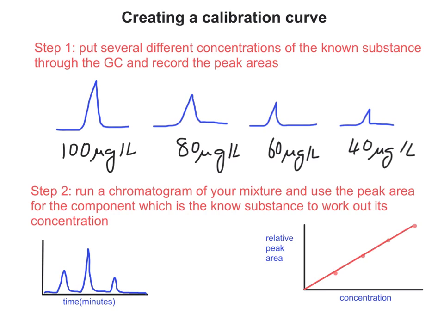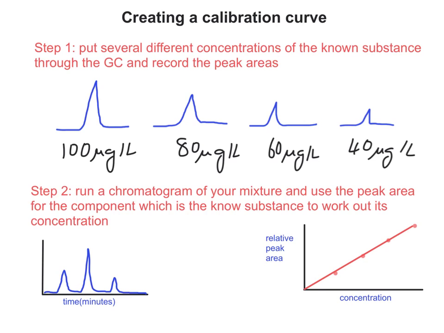So if we run a chromatogram of the mixture, but what we've done is plotted a graph of all the different concentrations against the relative peak areas. So in other words, on the right hand side, bottom right, is the calibration curve. So you can see it's a straight line with the concentrations 40, 60, 80 and 100 micrograms per litre along the x-axis, and the corresponding relative peak areas along the y-axis.